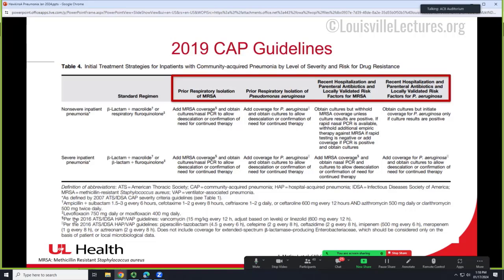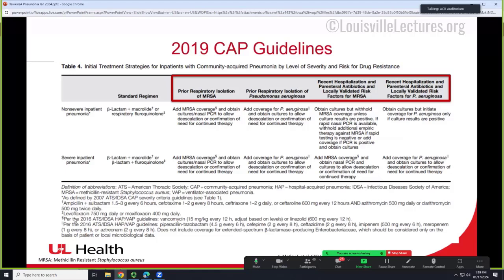So here they have, okay, your standard regimen. Your patient has no comorbidities. You just start your beta-lactam, macrolide, or respiratory fluoroquinolone, right? Same old. You could probably recite that in your sleep. It probably haunts you in your dreams. Prior respiratory isolation of MRSA and Pseudomonas, this is obvious, right? You've got some sort of previous respiratory culture. We should probably cover them again.